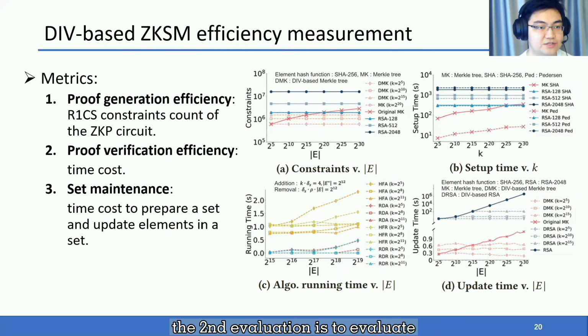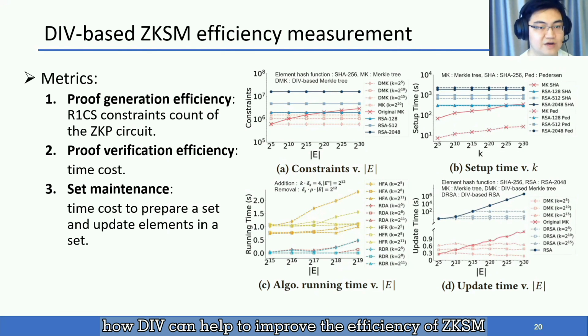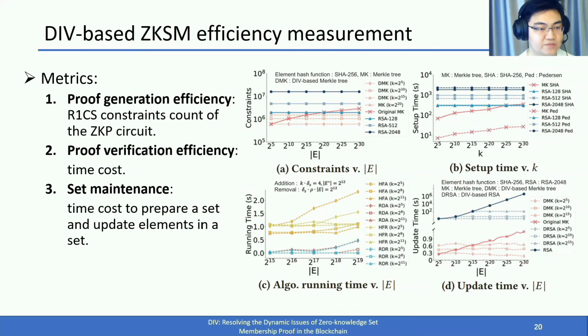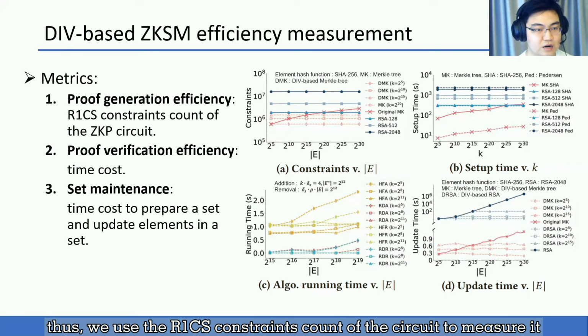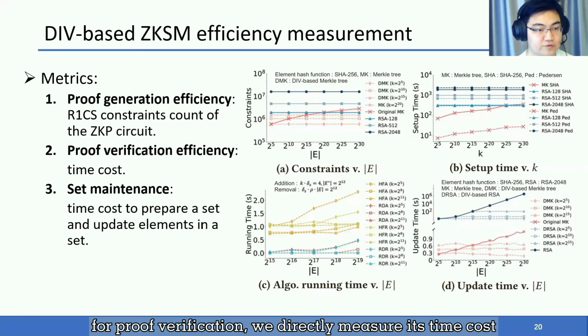The second evaluation is to evaluate how DIV can help to improve the efficiency of ZKSM. Thus, our metrics cover the following 3 aspects. For proof generation efficiency, as we introduced in the background, it is determined by the complexity of the proving circuit. Thus, we use the R1CS constraint count of the circuits to measure it. For proof verification, we directly measure its time cost.